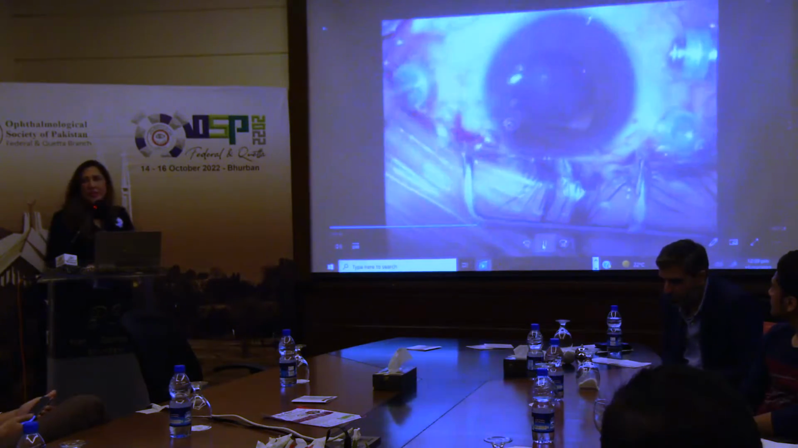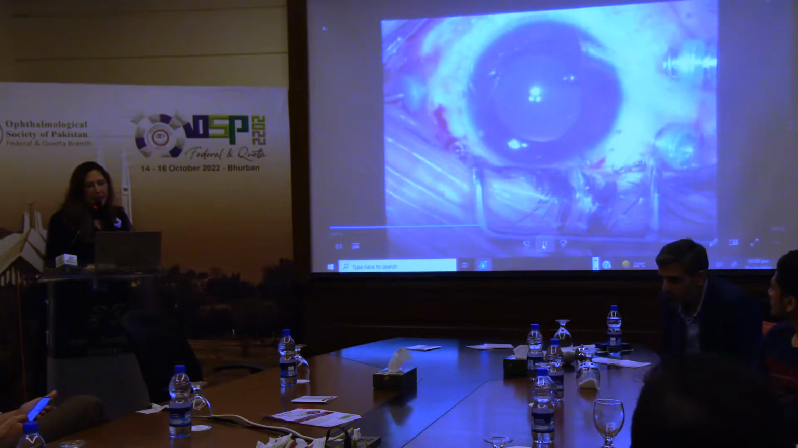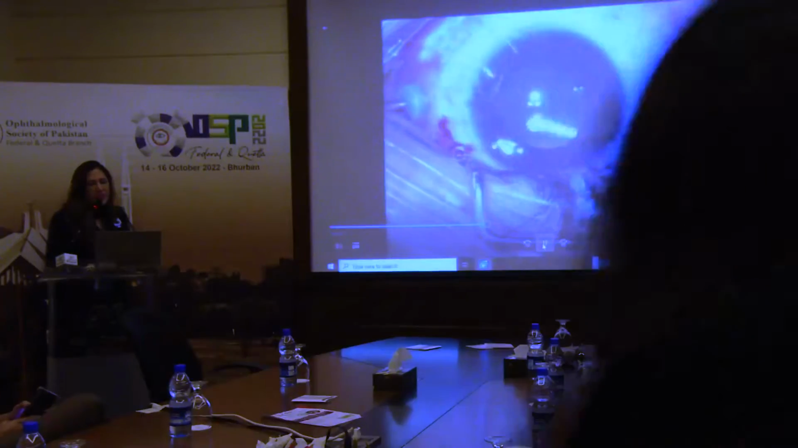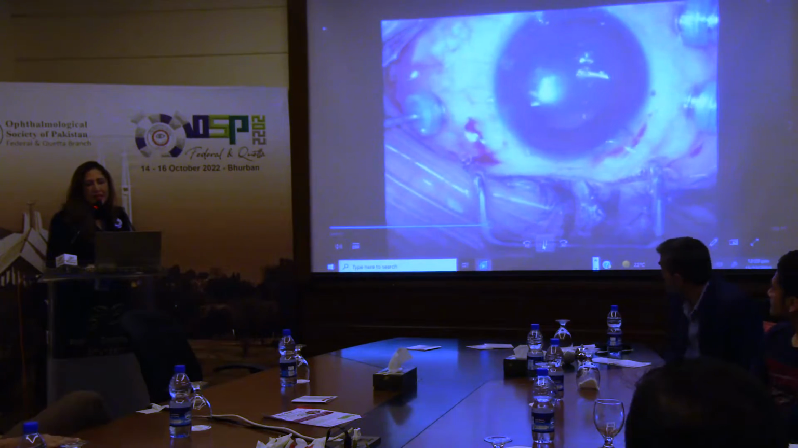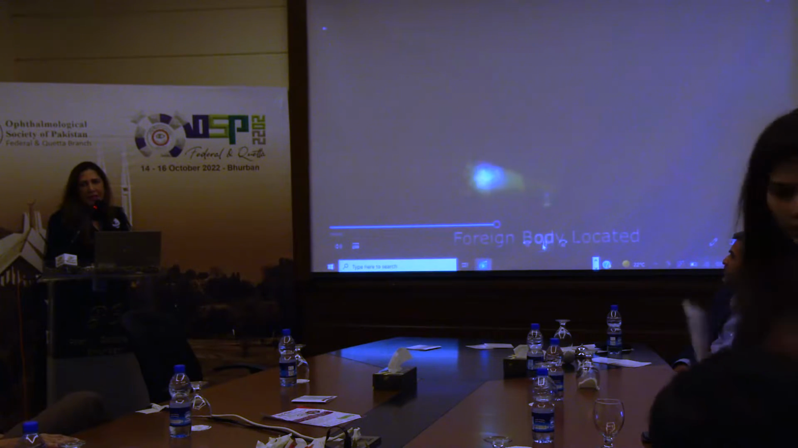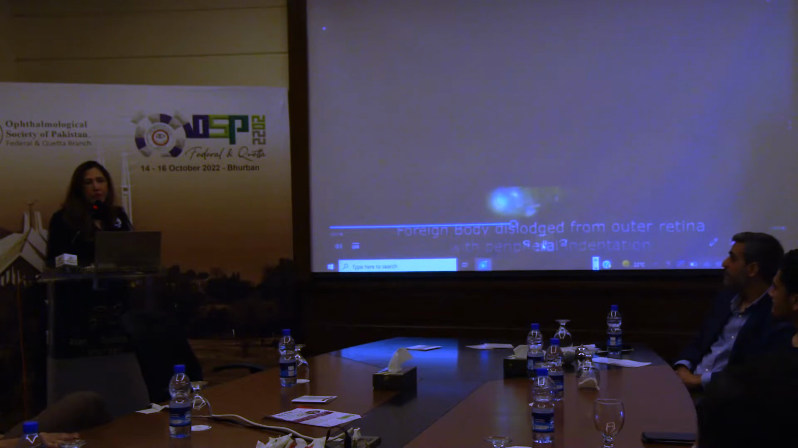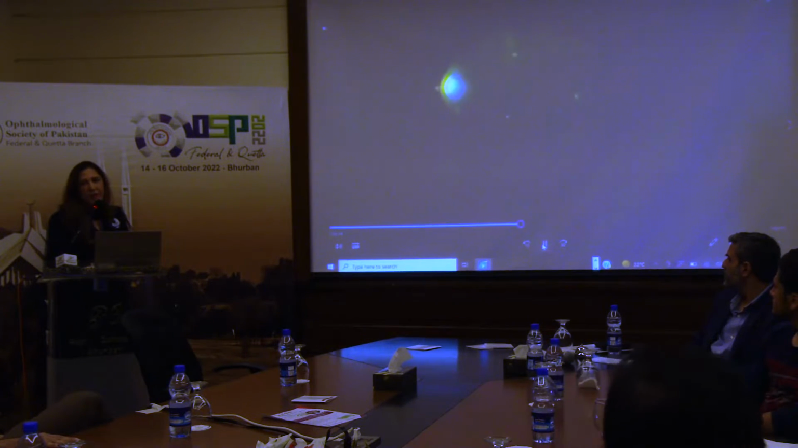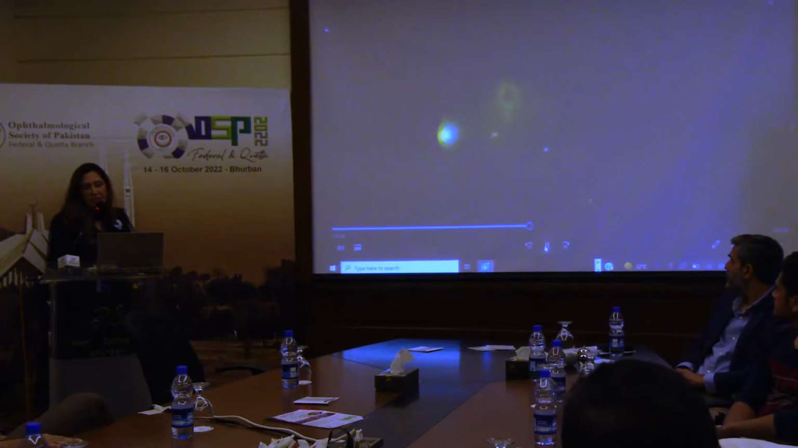So 23 gauge pars plana vitrectomy ports were made, and then the vitrectomy was started. You can notice a nice anterior capsule, the capsule bag is present. The first thing was to identify where the foreign body was, and for that we had to indent. It was in the peripheral retina. As I was not taking foreign body forceps inside because of its larger size, I used a micro end gripping forceps to dislodge the foreign body, with peripheral indentation at the same time.